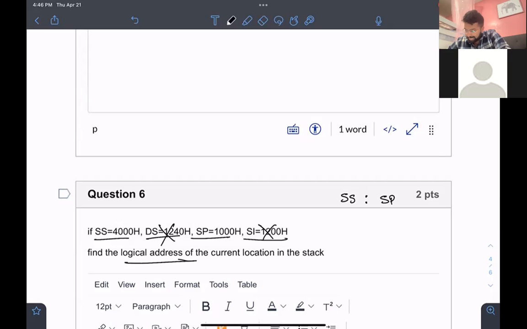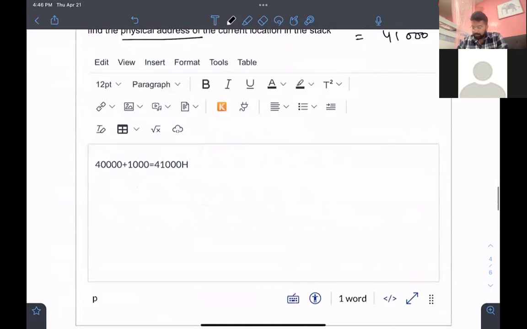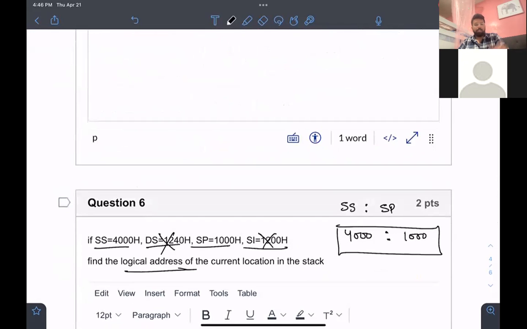That's basically it. So the stack segment has an address of 4,000, and the stack pointer has an address of 1,000. So this will be the logical address of the current location of the stack. It's similar to the past problem where we find the physical address. For the physical address, we add a 0 behind the stack segment and add the stack pointer to that address. But when we're looking for the logical address, we just take the stack segment address as it is, without adding a 0, add a colon, and then write the stack pointer right behind it.